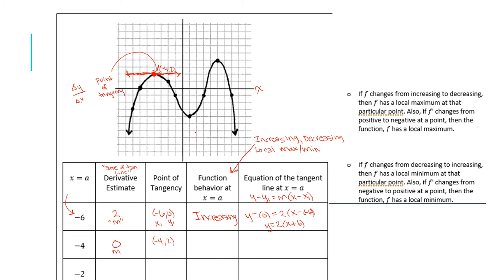At this point, my function is doing something very special. To the left of this point, it was increasing. And now to the right of this point, it is decreasing. So I'm going to read this special case. If f changes from increasing to decreasing, then f has a local maximum.